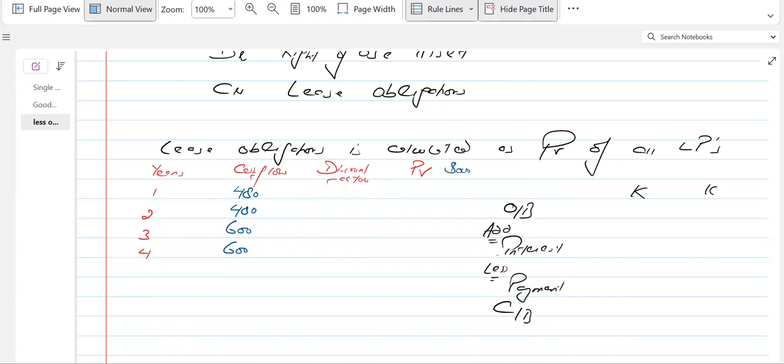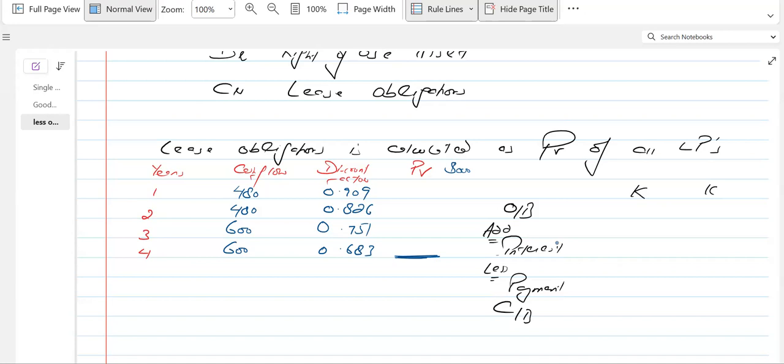So the discount factor at the rate of 10% is 0.909, 0.826, 0.751, and then you have 0.683. So now we can calculate this present value, which is the opening balance. Whatever the answer is when you calculate it, it becomes your opening balance.